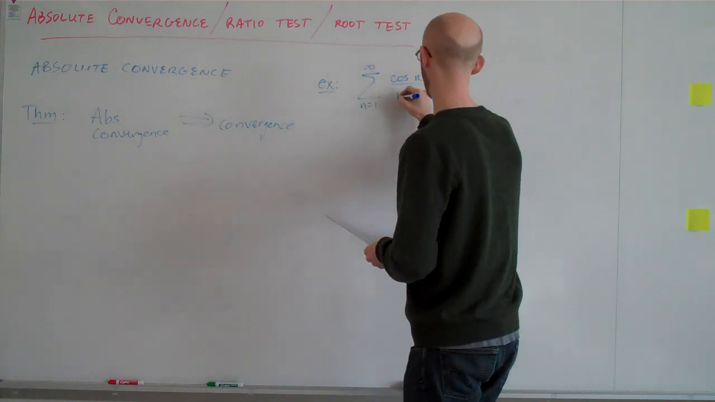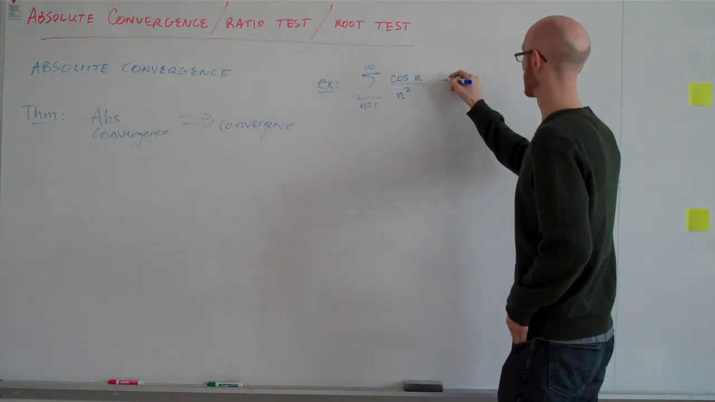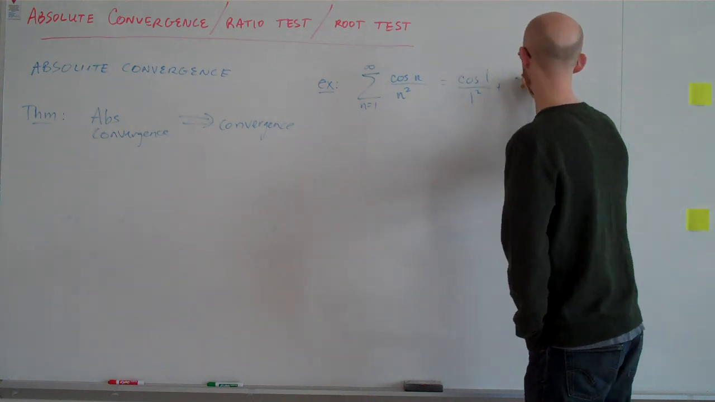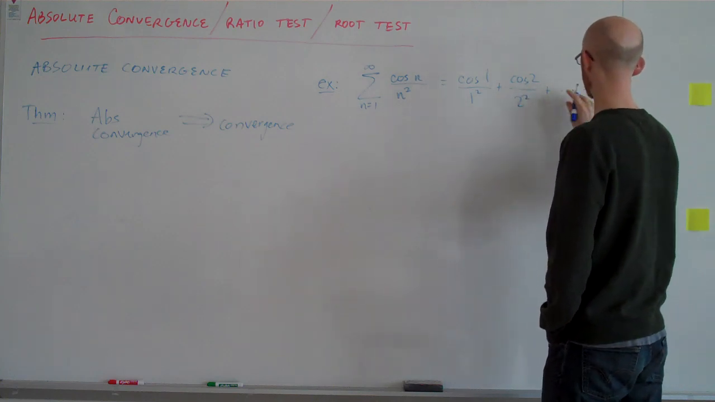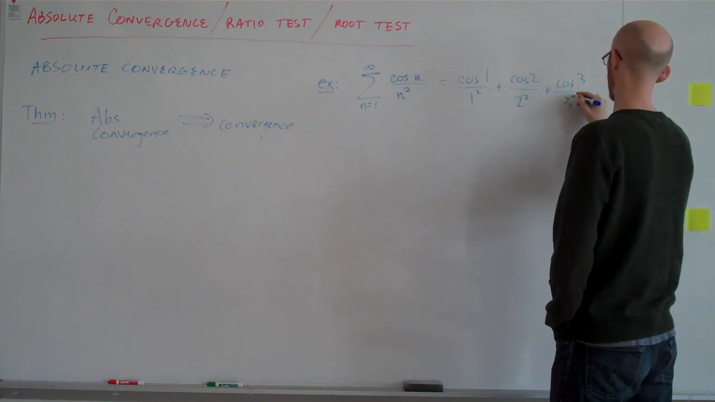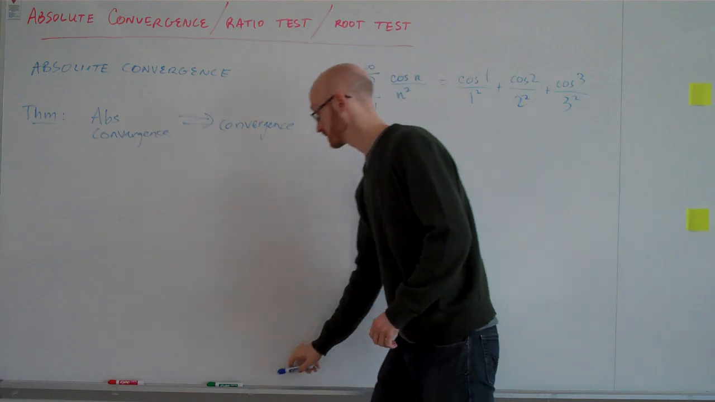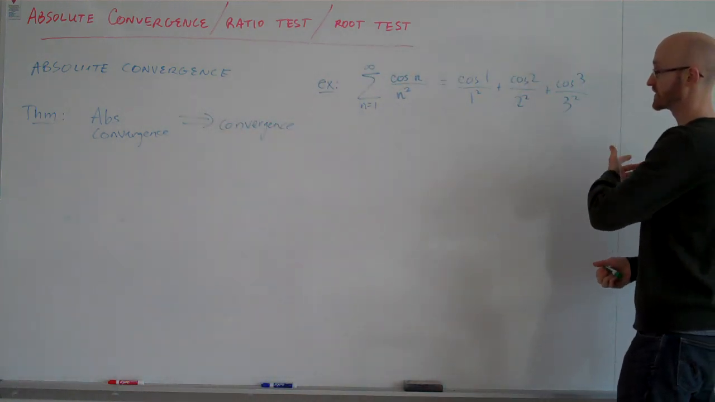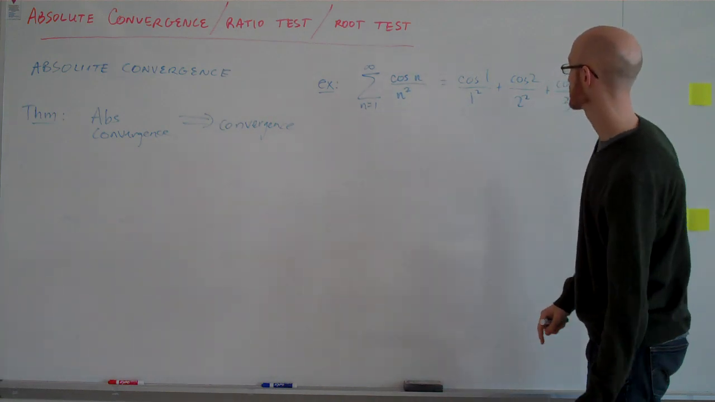That says the sum of cosine n over n squared, which will be cos 1 over 1 squared plus cos 2 over 2 squared, etc. Well, let me just write out another one. Cos 3 over 3 squared. And you might think to yourself, well, that's really not a big problem. Or at least you don't see where the alternating part comes from.